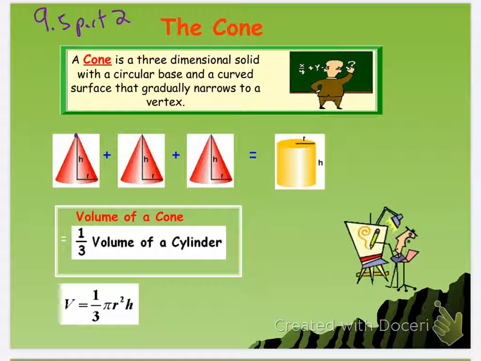What this picture is showing is if you have a cylinder and cones that are the same height and have the same circular base, it would take 3 cones filled with water or another liquid to fill up that entire cylinder. So, volume of a cone is 1/3 volume of a cylinder, and we know that the volume of a cylinder is pi r squared h, so that's area of your base times your height.